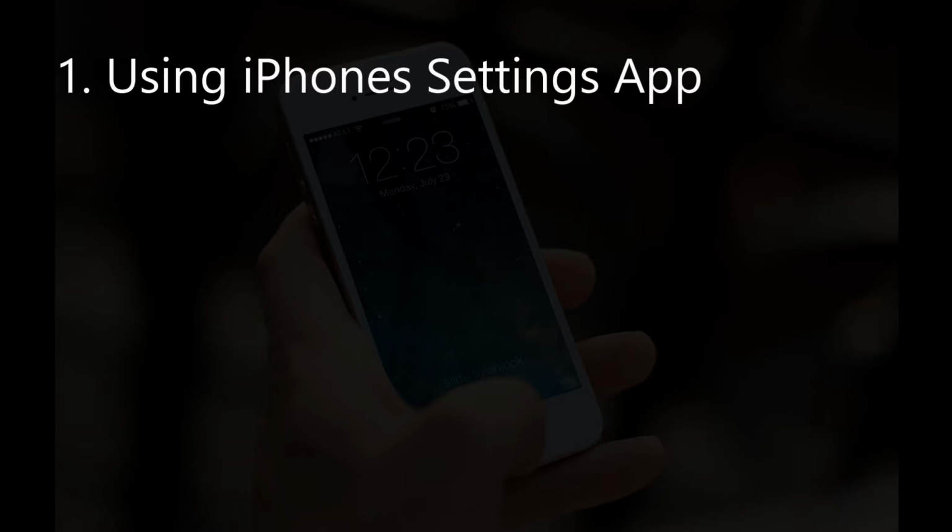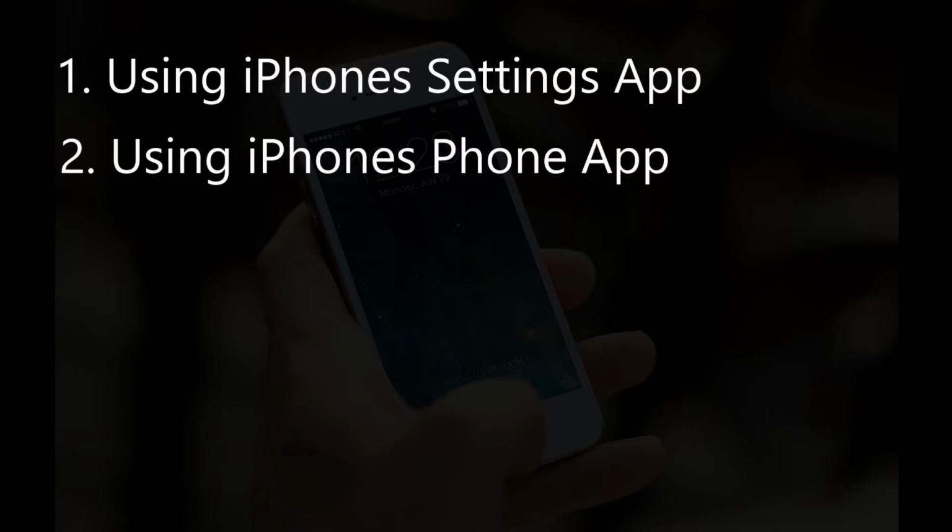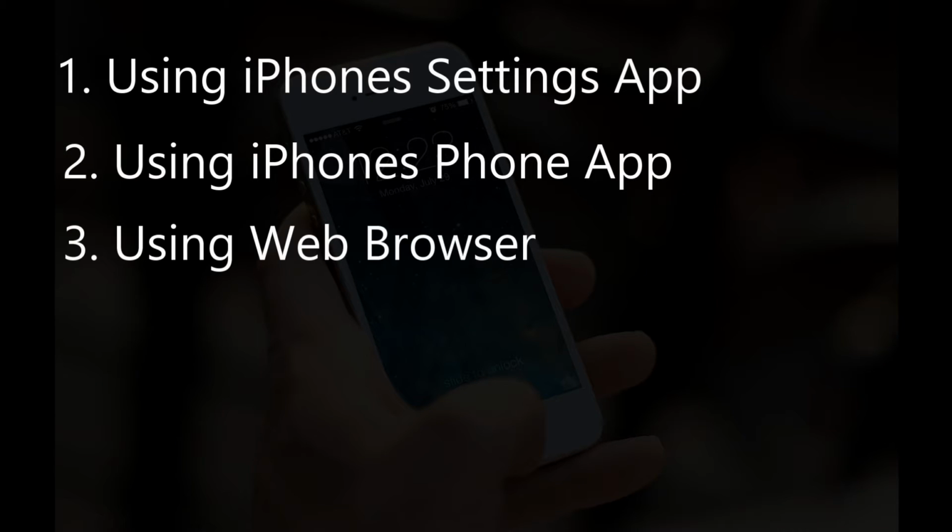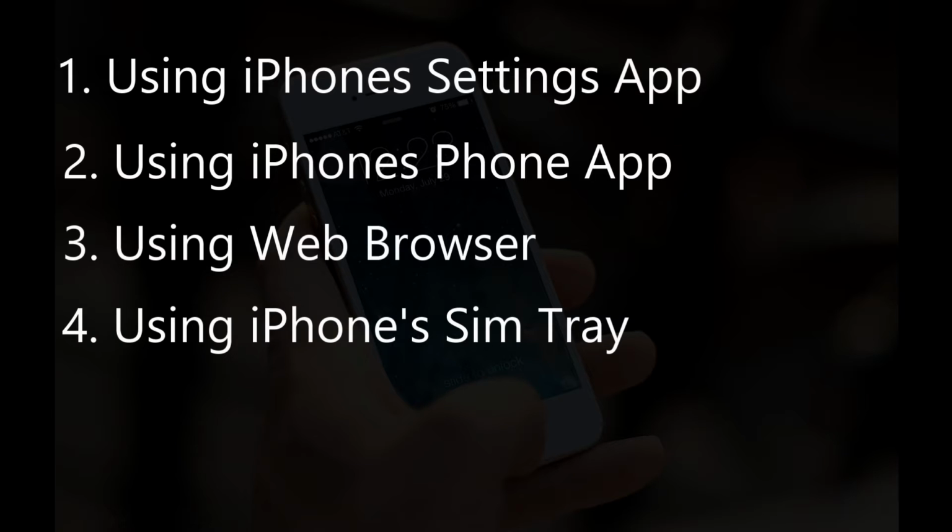Well, we will discuss four different methods to check your iPhone's IMEI number. First, using iPhone settings. Second, using iPhone phone app. Third, using web browser. Fourth, using your iPhone SIM tray. So let us start with our first method.